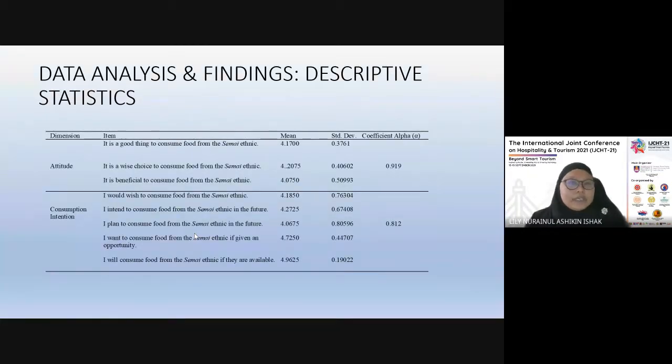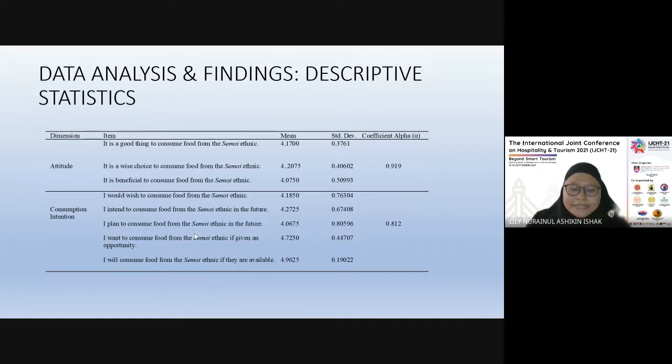We move on to the data analysis and findings, descriptive statistics. Here are the descriptive statistics of the construct. Descriptive statistical analysis is the preliminary data analysis technique conducted to express the descriptive statistics of the data collected. Every single item in the questionnaire is measured using a 5-point Likert scale, as I mentioned before, in which the biggest point is 5, representing strongly agree, and the lowest is 1, which represents strongly disagree.